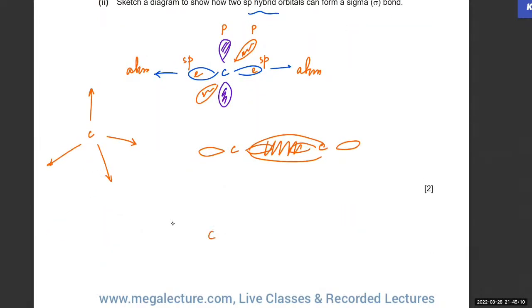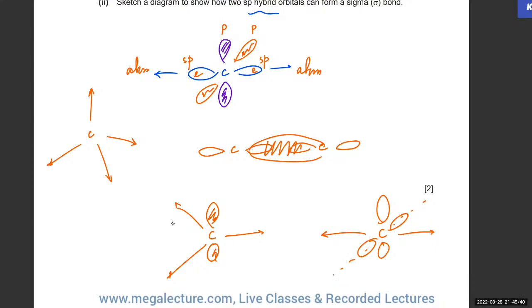sp2 hybridization is that carbon is only bonded to 3 atoms. So 3 of its electrons get pulled in 3 different directions by 3 different atoms. The 4th electron is going to form a pi bond. And sp hybridization is that carbon is only bonded to 2 atoms usually. So 2 of the electrons get pulled in 2 different directions, and the remaining orbitals remain unchanged and end up forming 2 pi bonds. So over here you have a triple bond. Over here you have 1 pi bond, which makes it a double bond. And over here you don't have any double bonds, only single bonds.